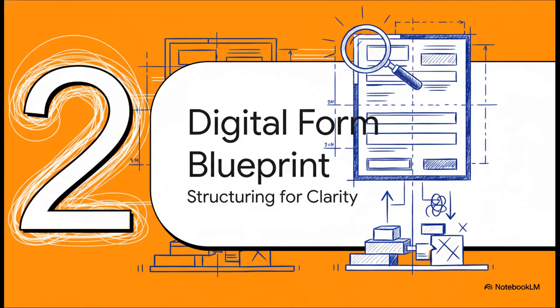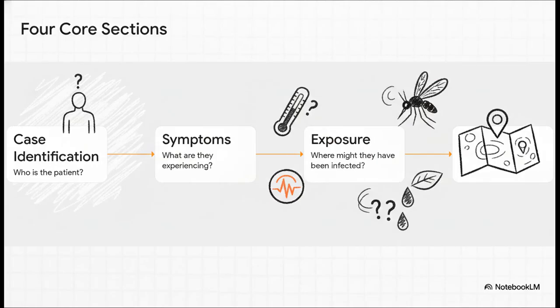Okay, so how do we actually build one of these things? Well, it all starts with a solid blueprint. It's just like building a house, really. You need a good foundation. And for us, that foundation is a well-structured form. Because if your questions are confusing or all out of order, guess what? Your data is going to be a mess too. So for our dengue form, we're going to keep it super clean and logical, broken down into 4 main sections.